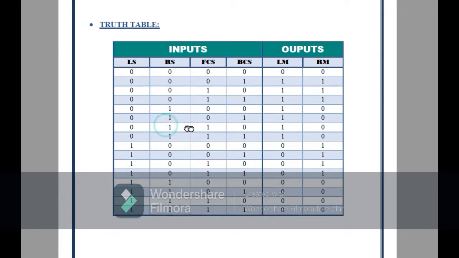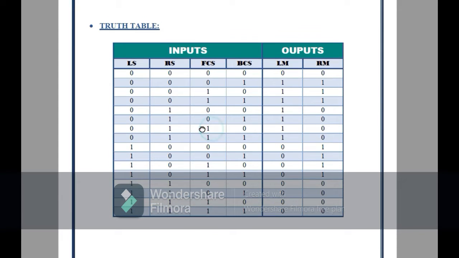Similarly in the seventh row, when the right sensor and a center sensor are on, we have only the left motor on. And when the right sensor is on and both center sensors are on, then only our left motor is going to operate to turn the robot right.